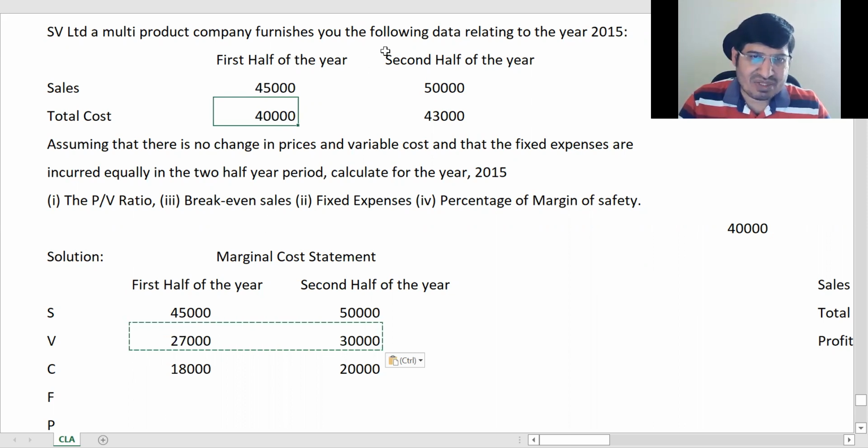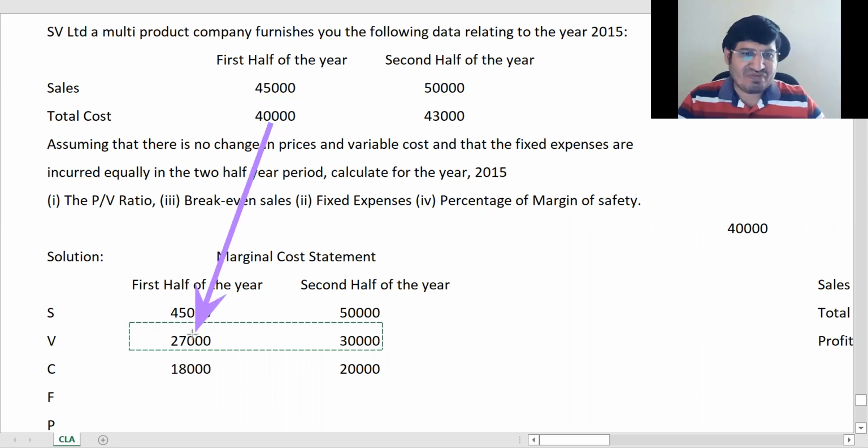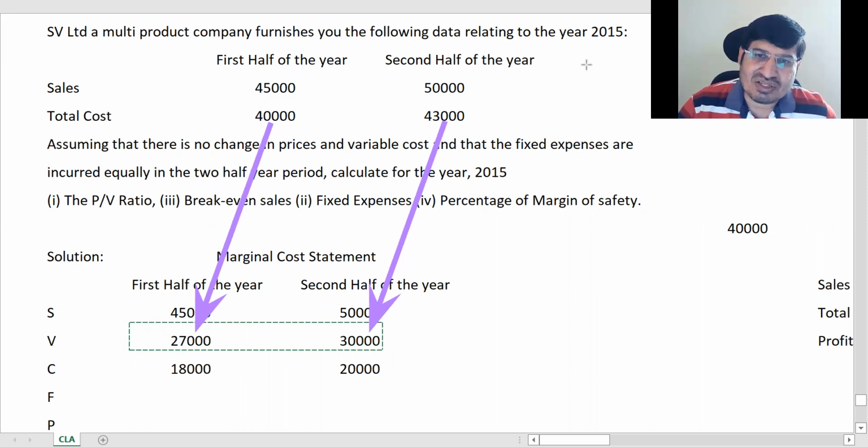So if I deduct the variable cost from the total cost, can I get fixed cost? If from this total cost I deduct this variable cost, and from this total cost I deduct this variable cost, will I get fixed cost? Correct, I should get fixed cost. So 40 minus 27 is 13, 43 minus 30 is 13. Again they have said that it is equal for both the halves, right? So here also it gets proved.